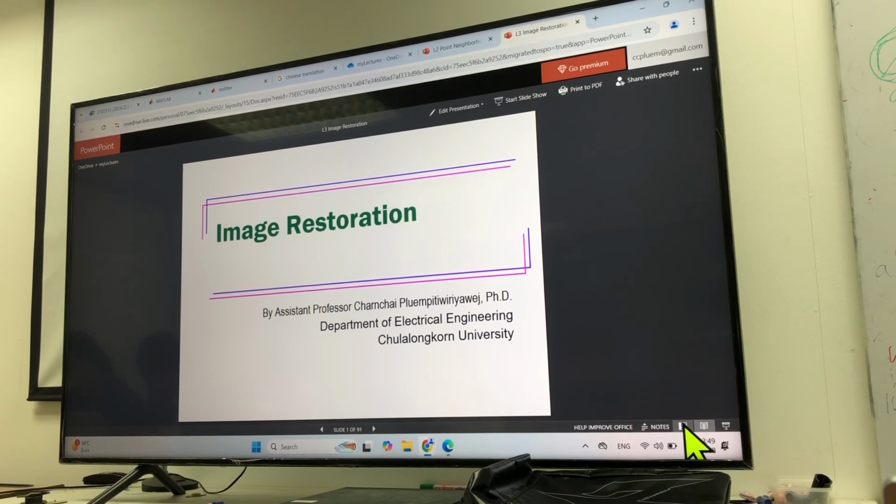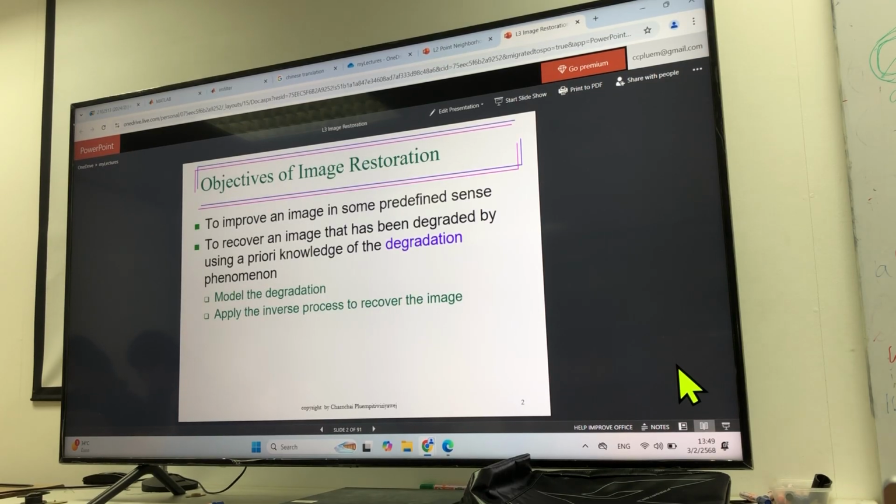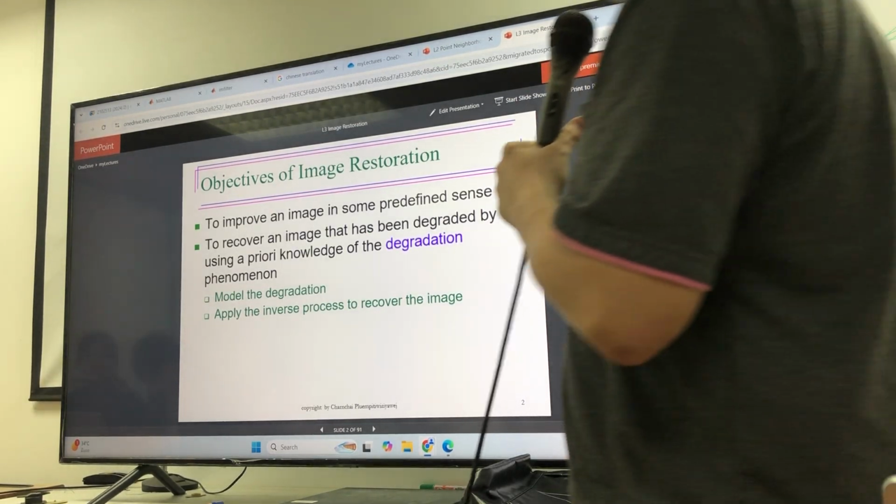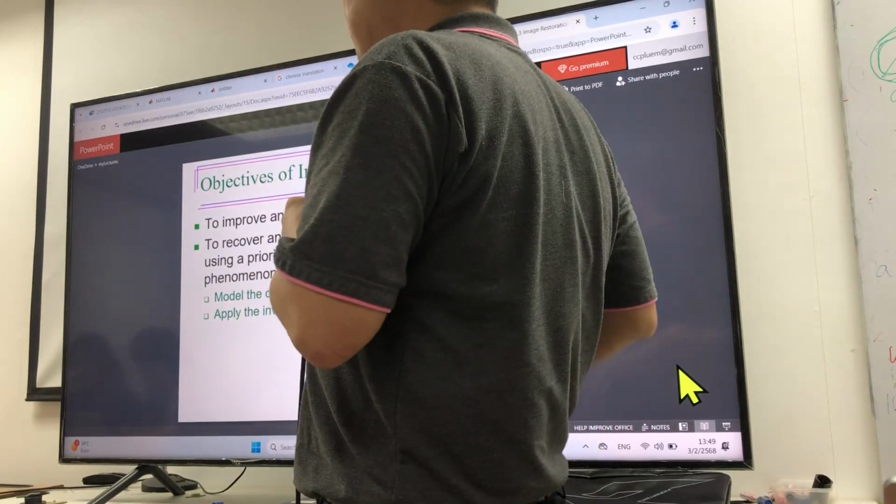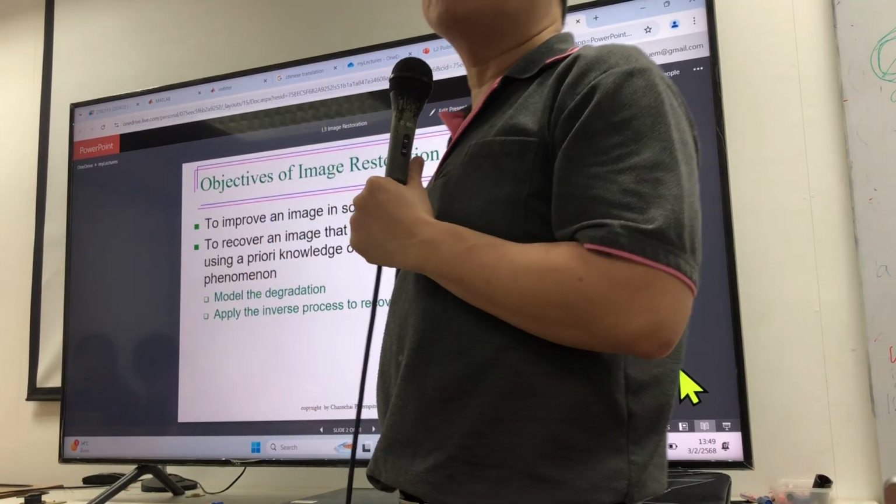Image restoration. The objective of image restoration is different from image enhancement.